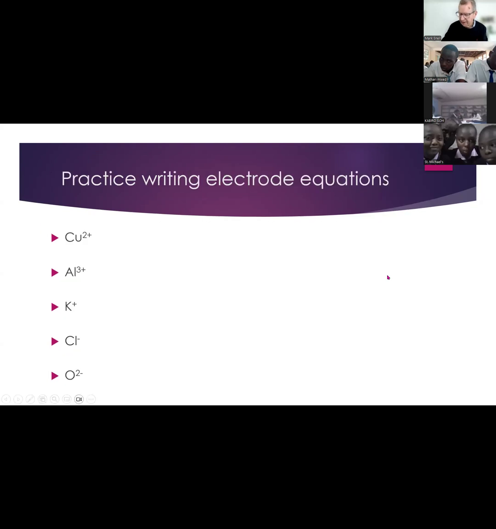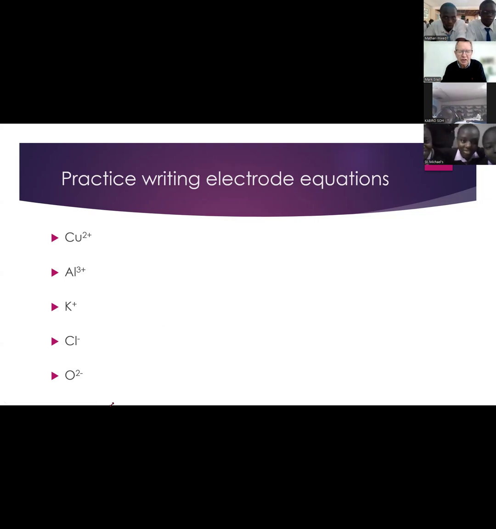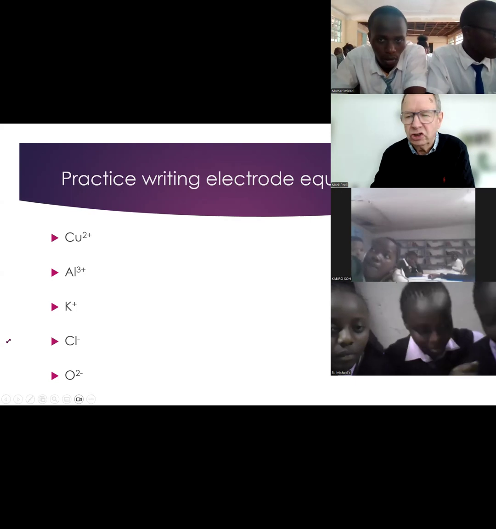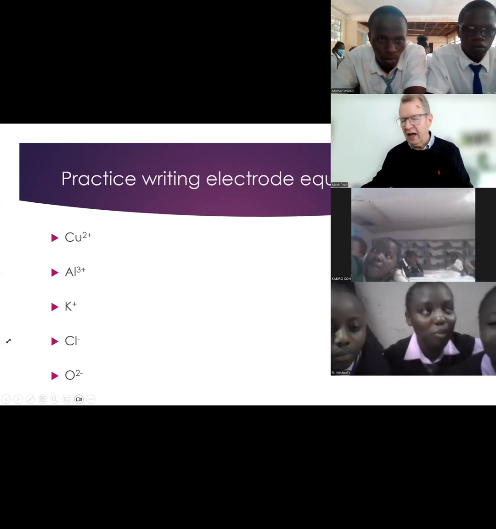Okay, so here's a little bit of practice for you again. This time, what I'd like you to do is just to try to write the discharge equations for these. Some of them are positive, some of them are negative. Just try and write the equations for them, okay? Just have a go and see if you can. Cu2+, Al3+, K+, Cl-, and O2-. Just everybody have a go, write it down on a piece of paper, and then if you think you've got it right, just show it me. So there they are. Have a go.